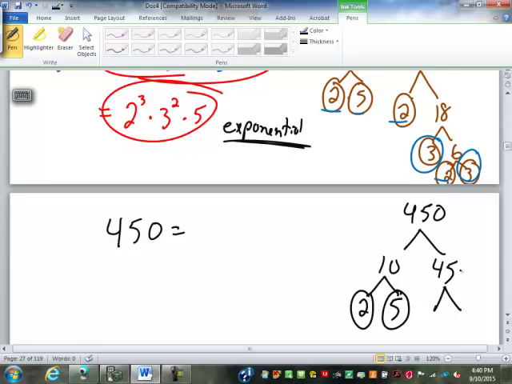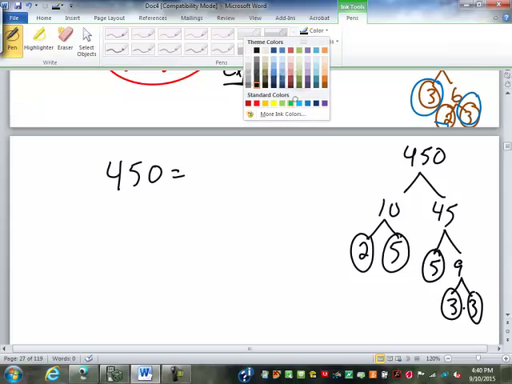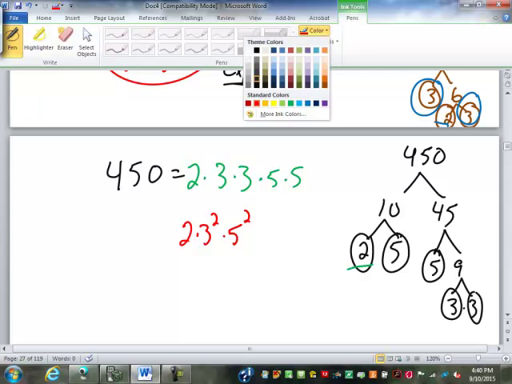45. 5 and 9. Good. We see it ends in 5, so we know it's divisible by 5. 5 is prime. How about 9? Split into 3 times 3. So again, I'm going to write this as 2 times 3 times 3 times 5 times 5. I could leave it like that, or I could do 2 times 3 to the 2nd times 5 to the 2nd. So 2 times 3 squared times 5 squared. Again, either one of those is an acceptable factor.